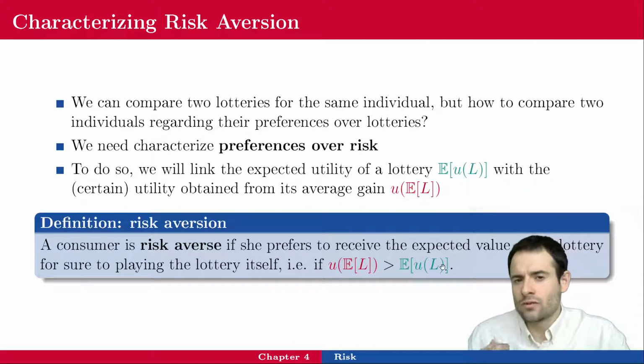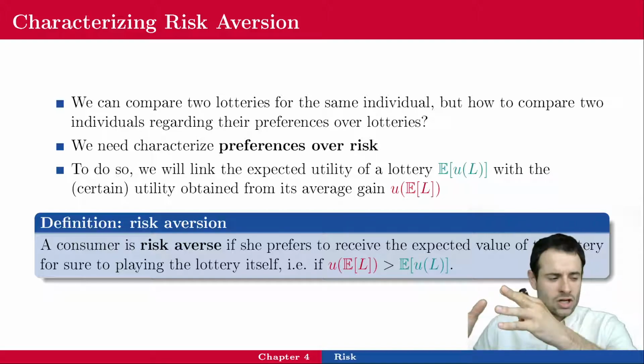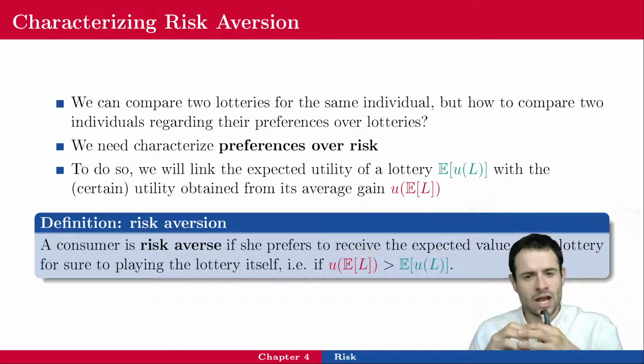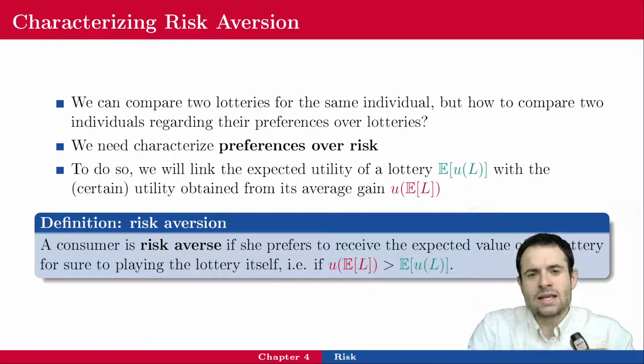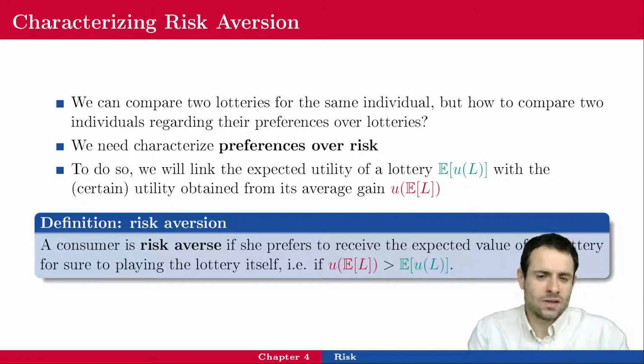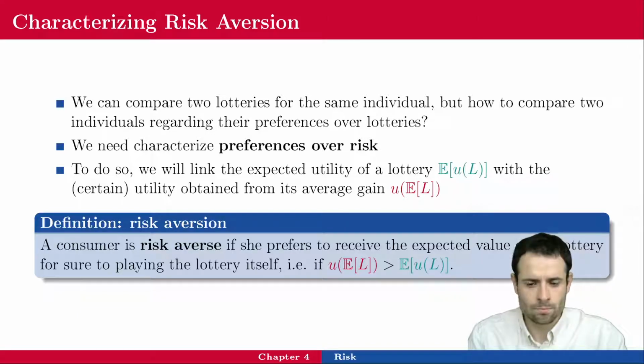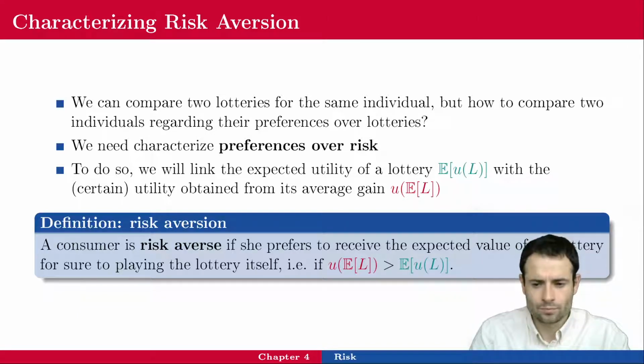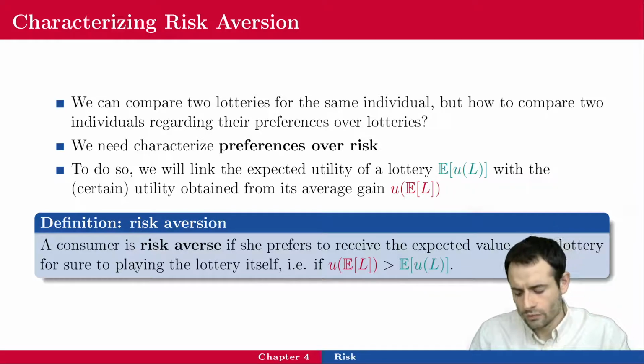So if I am risk averse, I prefer you to give me the average gain of the lottery for sure, and I don't play the gamble. I just get the average gain and I leave, as opposed to actually playing the lottery and taking the risk of getting a small amount or a big amount. That definition is very important. You should know it, of course, by heart.